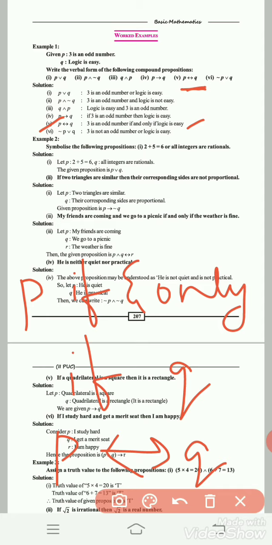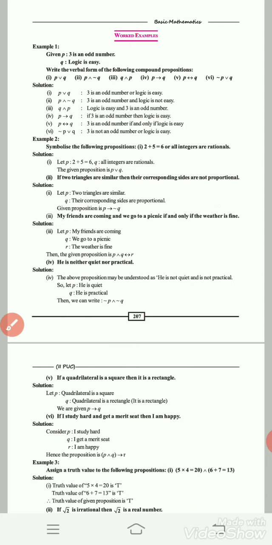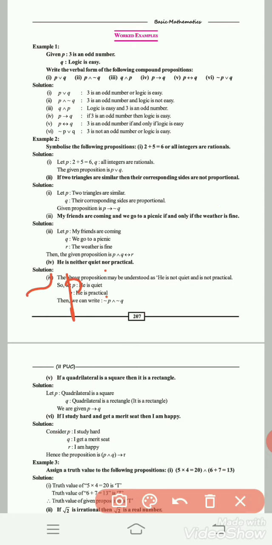Next, last one, negation P or Q. Negation P, see here, V symbol. V symbol means that is OR. Negation P means P statement is 3 is an odd number, so negation P means 3 is not an odd number. Therefore, negation P or Q is 3 is not an odd number or logic is easy.